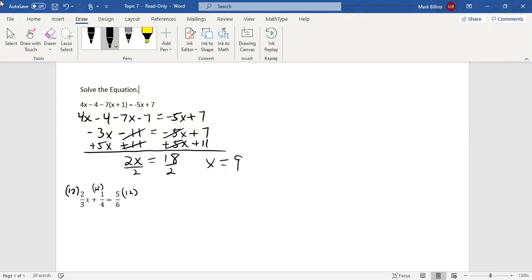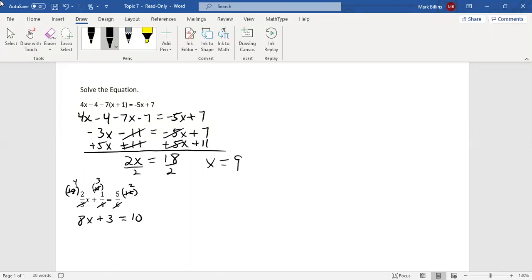Now what I do is I reduce first. So I say 3 goes into 12 4 times, then I multiply the results. So 4 times 2x is 8x. I come to my next term and reduce. So 4 goes into 12 3 times, and positive 3 times 1 is positive 3. Equals, again, reduce. 6 goes into 12 2 times, and I'm left with 5 times 2, which is 10.